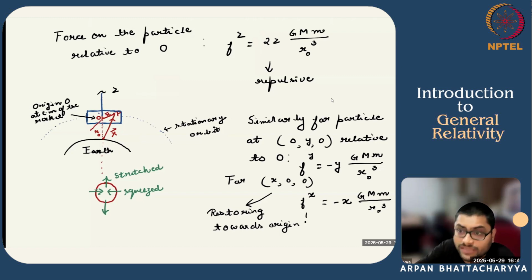Repeat the same exercise for a particle located at the point 0, y, 0 relative to this O, and you can similarly calculate the expression for the tidal force, which is given here, and also do it for when it is located at x, 0, 0, and the corresponding expression for the tidal force is here. You can see from here there is a negative sign, and this means that the force is restoring towards the origin. So suppose there is a soap bubble inside this rocket whose center of mass coincides with the origin, that is, it coincides with the center of mass of the rocket.